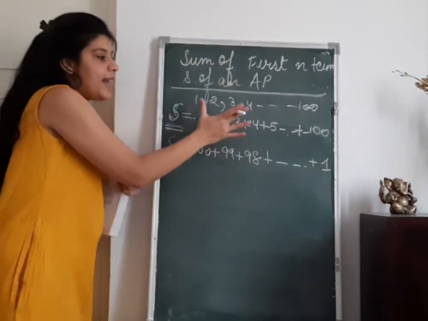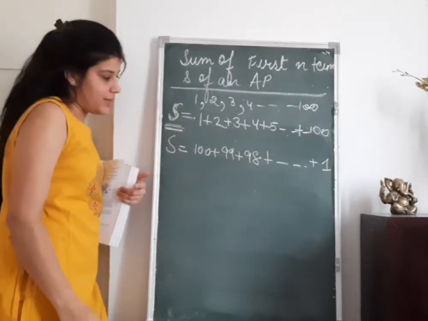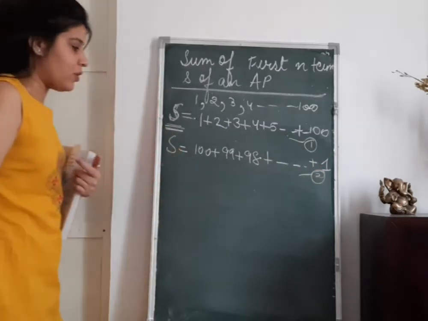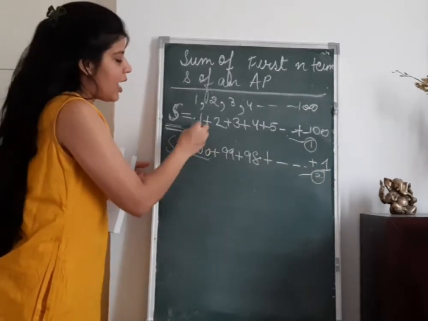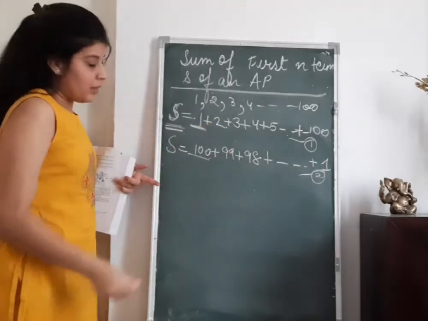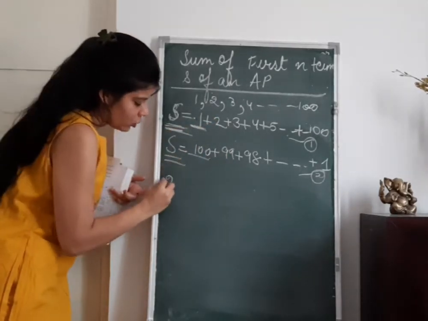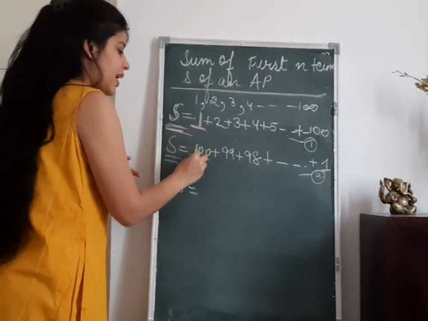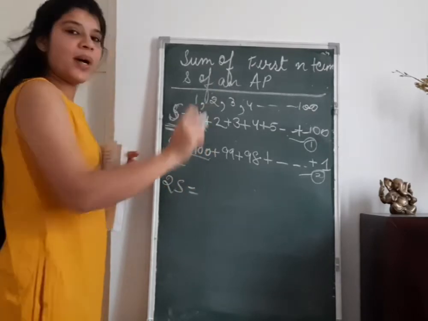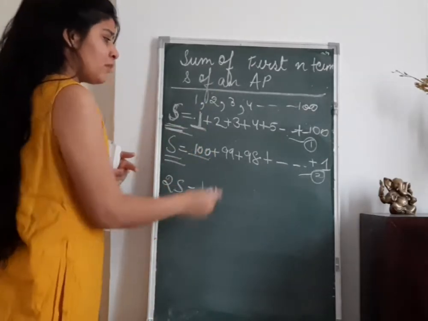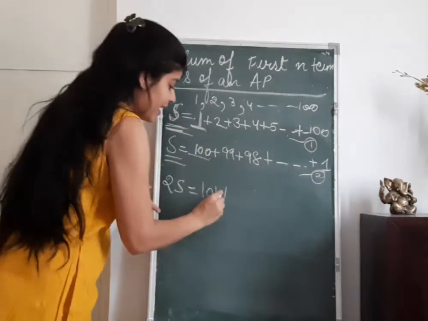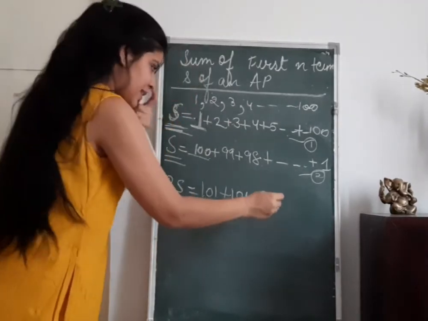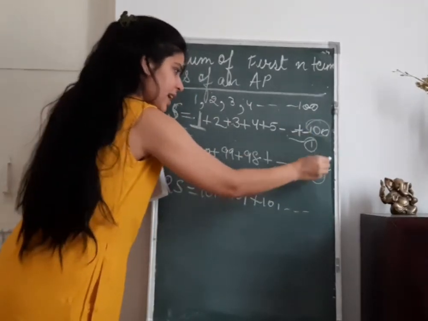Okay? Now let's add these two arithmetic progressions, that is, add the first equation and the second equation. What will you get if you add 100 with 1? Here on LHS we will get 2S, because S plus S is 2S. Here we have 1 and here 100. So 100 plus 1 is 101. 99 plus 2 is again 101. 98 plus 3 is again 101. And similarly we will go on and we will find that 100 plus 1 is also equal to 101.